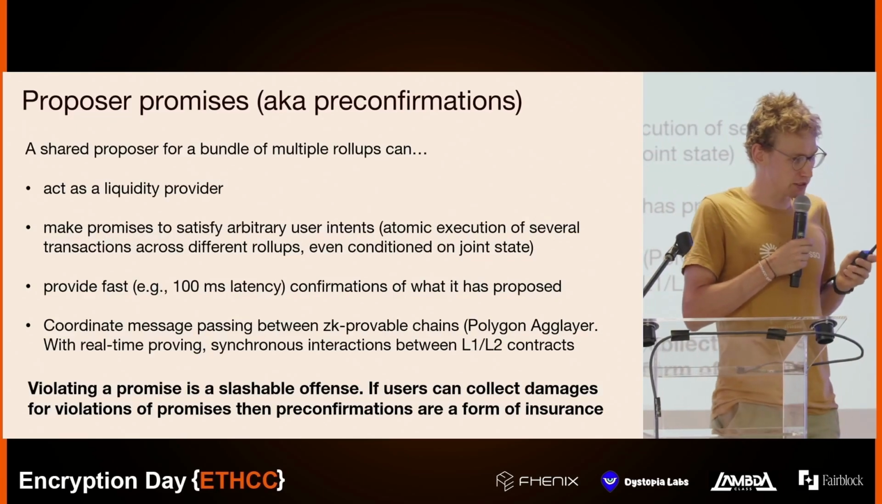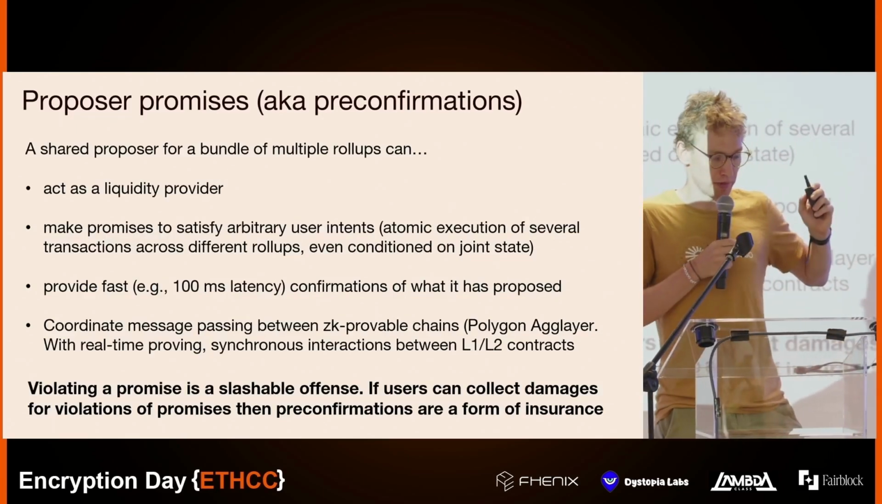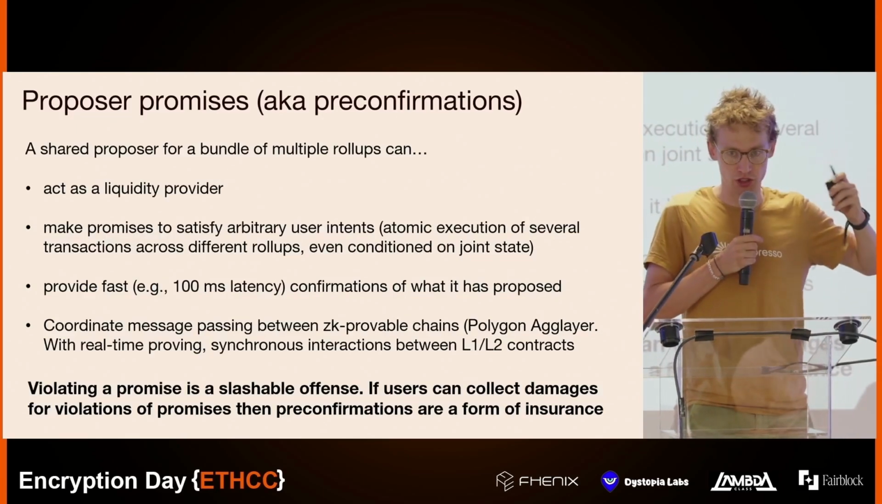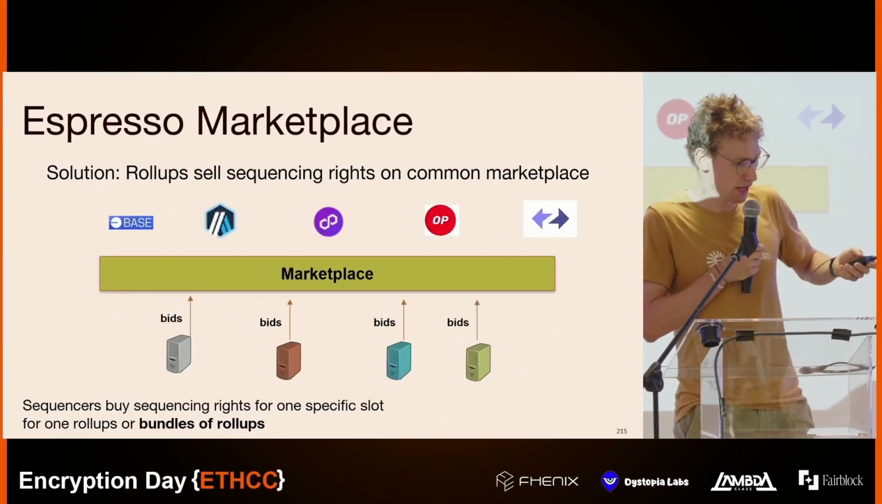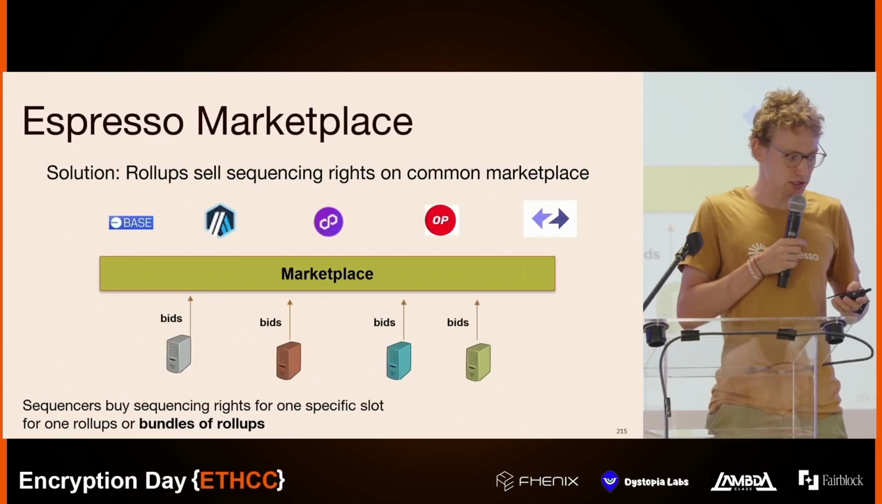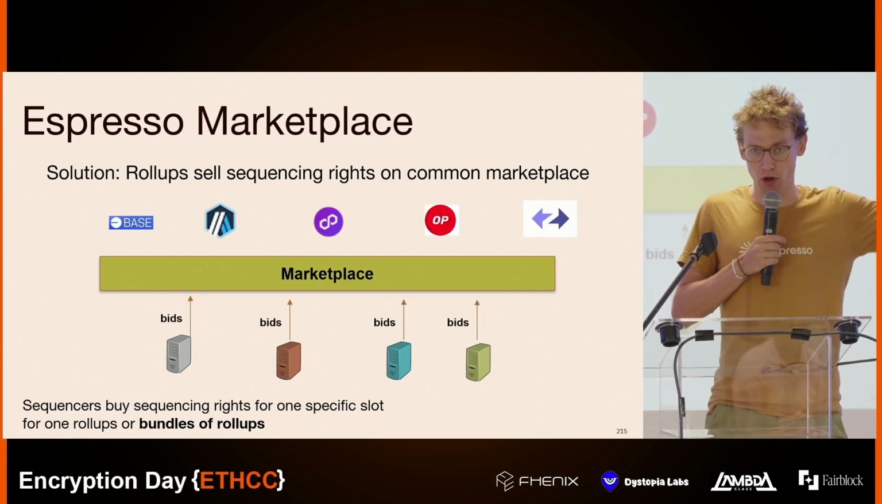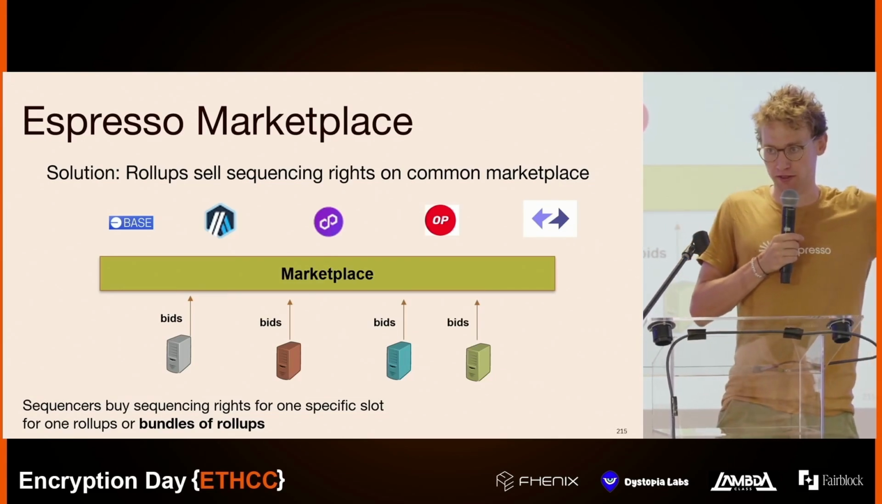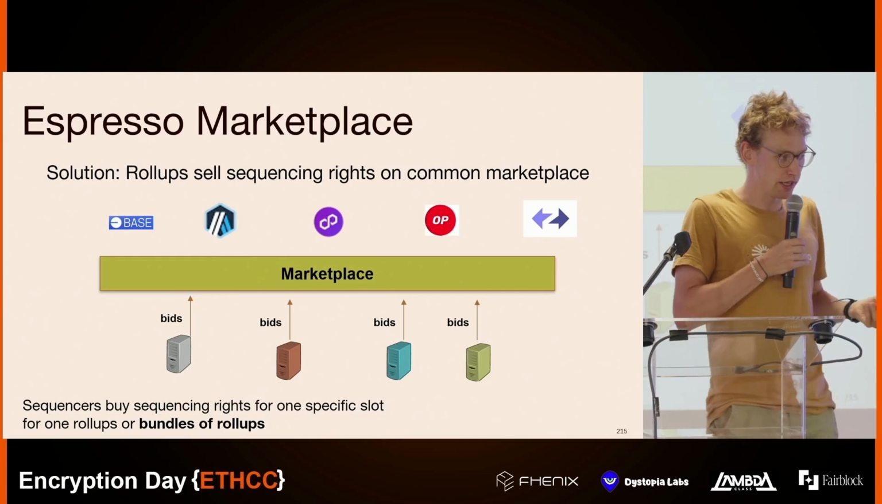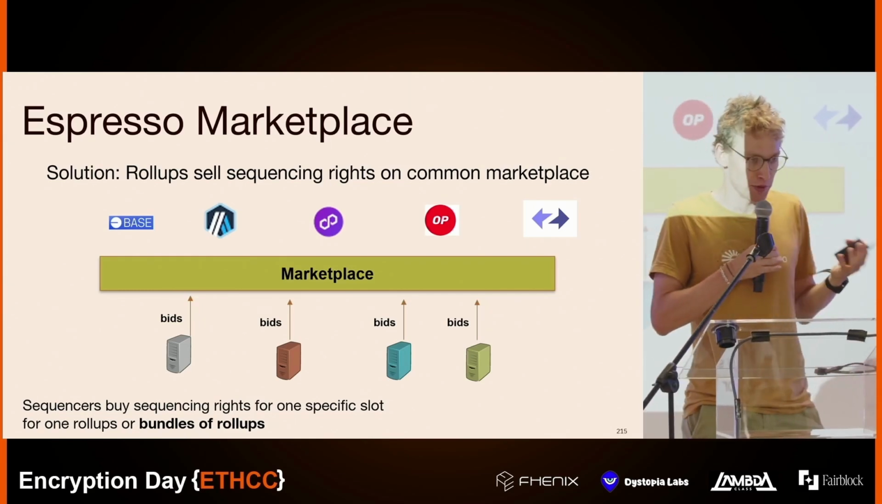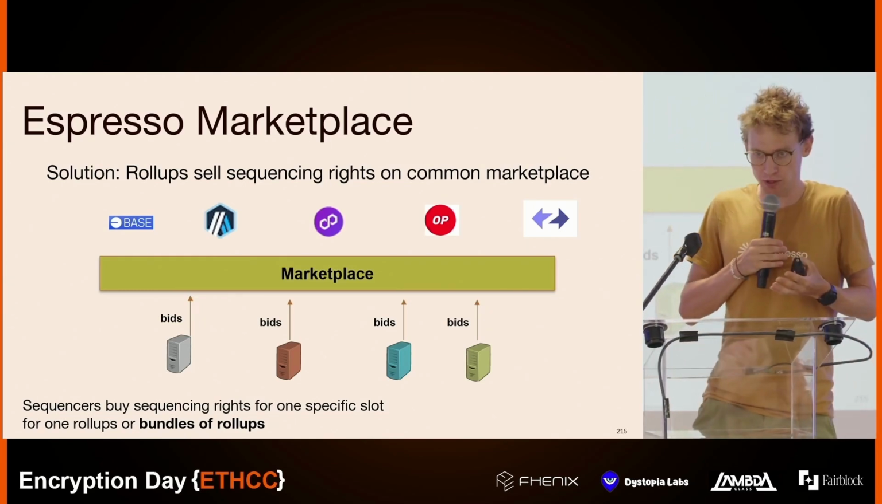So what we want is basically shared proposers. Ideally, what we would want is a shared proposer that can propose for multiple rollups at the same time. The problem is, who's going to execute that role? Is Arbitrum suddenly going to use the Optimism sequencer?